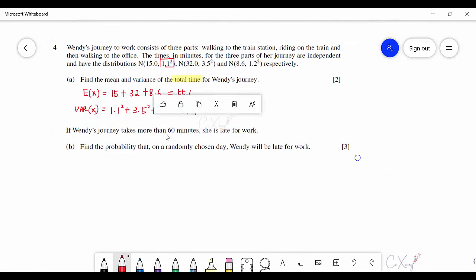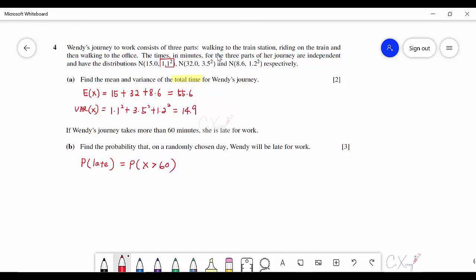Then now we continue to part B. If Wendy's journey takes more than 60 minutes, then she's late for work. They want us to find the probability that on a randomly chosen day, Wendy will be late for work. You need to know that because every single part of the journey is normally distributed, the total time for the whole journey will also be normally distributed. So we are going to find the probability of being late, which means the total time. I assume that the total time is x, so x is more than 60.